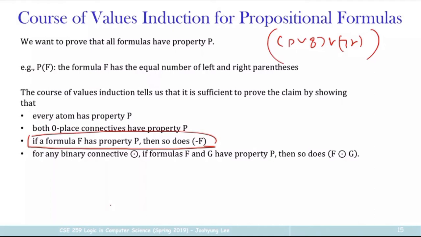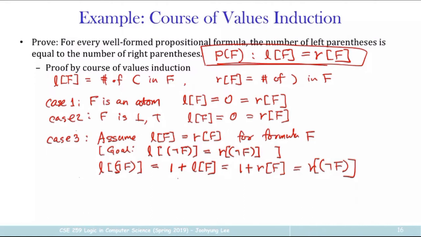That's what we just showed. So they have an equal number of left and right parentheses in F, and that means L of this new formula, which has 1 plus whatever the number of left parentheses in F, is equal to 1 plus R of F, because L of F is equal to R of F by induction hypothesis. And this number is the number of right parentheses in this new formula. So we are done.